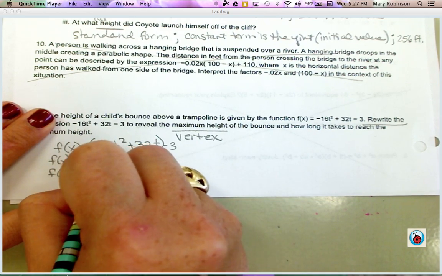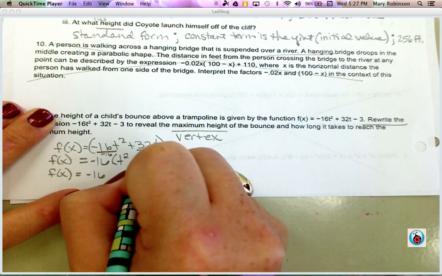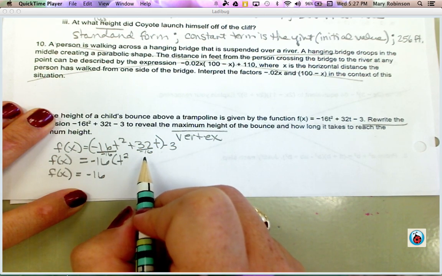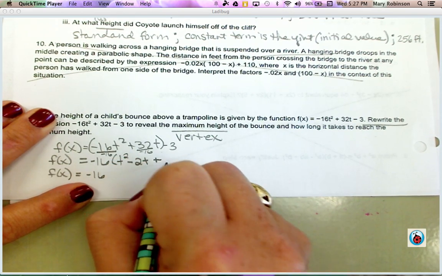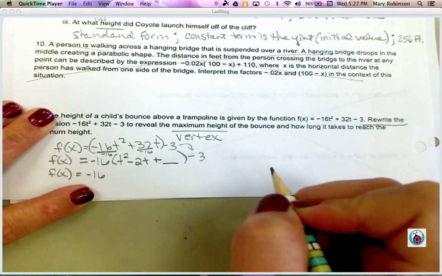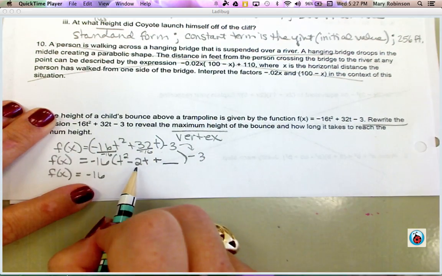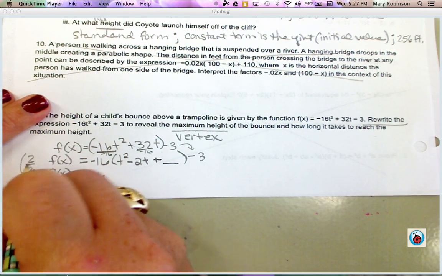If I divide both terms by negative 16, I'm going to end up with t squared. And then negative 32 divided by negative 16 is negative 2t. I then have to add a number when I complete the square, and then I just bring my negative 3 down. This is when we take half of b and square it. So half of 2 is 1.